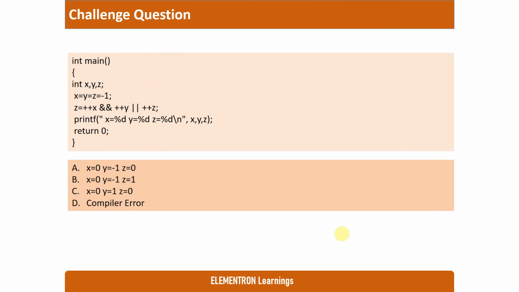Next, I have a challenge question for all the viewers. Here I have given a part of code and we have to predict the output of it. Let me take you through the code. We have initialization and we are initializing all three variables to -1. Then we are updating the value of z with an increment operation. Then we are printing out the values. You check out the syntax and let me know in the comment section what will be the answer for this.